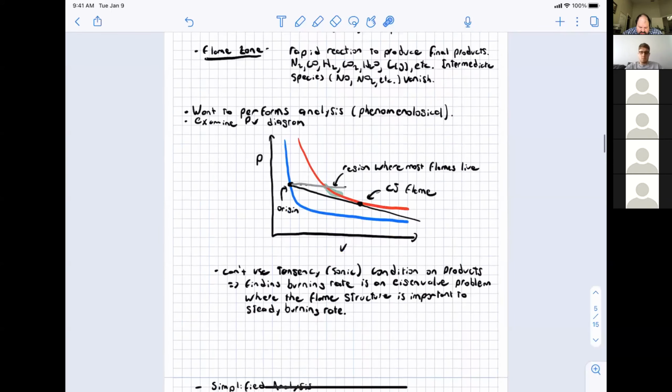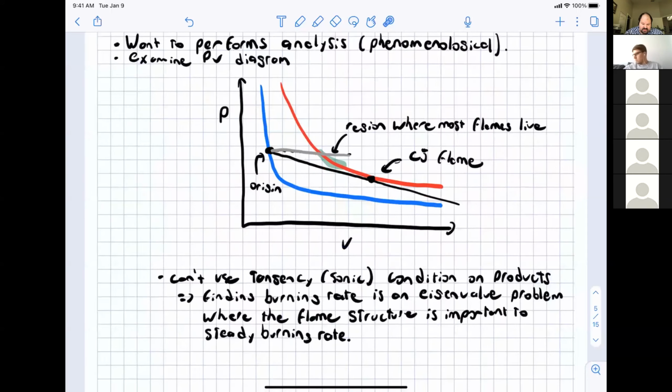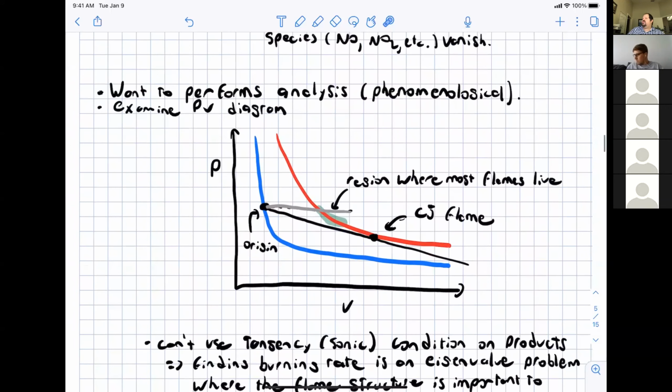And so now we're going to perform a phenomenological analysis. And just to understand that we can't use the simplified relationships that we use for detonations, let's just look at the Rankine-Hugoniot diagram on the PV plane for a deflagration. So here we have the unburned Hugoniot, and here we have the equilibrium Hugoniot. And here we have the Rayleigh line for a CJ flame. Most flames don't live there. You guys have a homework problem on a CJ flame propagating in a closed-end tube for a gas mixture.